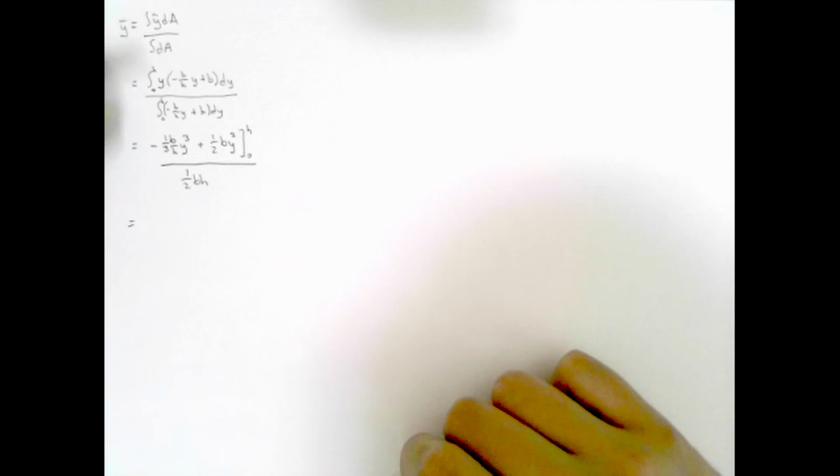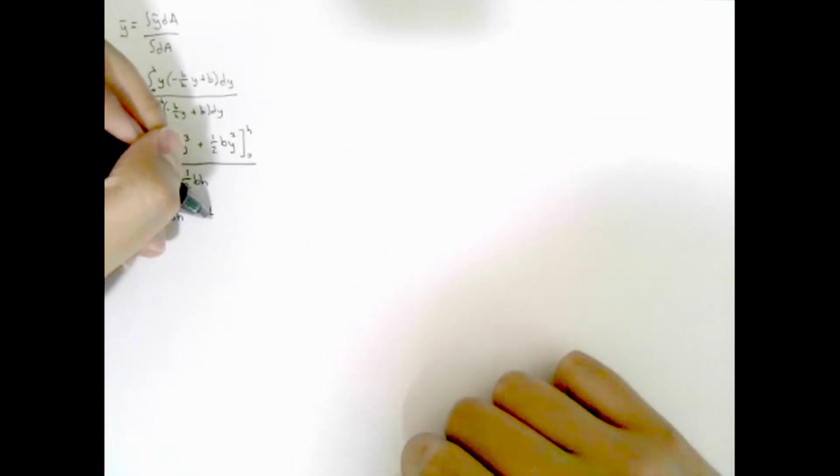Okay, so what does this give me? Let's see, at 0, everything cancels out. So at h, we have negative 1/3 b. Y is h, so h cubed over h is just h squared. So it's just negative 1/3 b h squared plus 1/2 b h squared, all this divided by 1/2 bh. Let's see, 1/2 minus 1/3. Let me just factor out the b h squared because I already know that these are constants. And I get 1/2 minus 1/3.